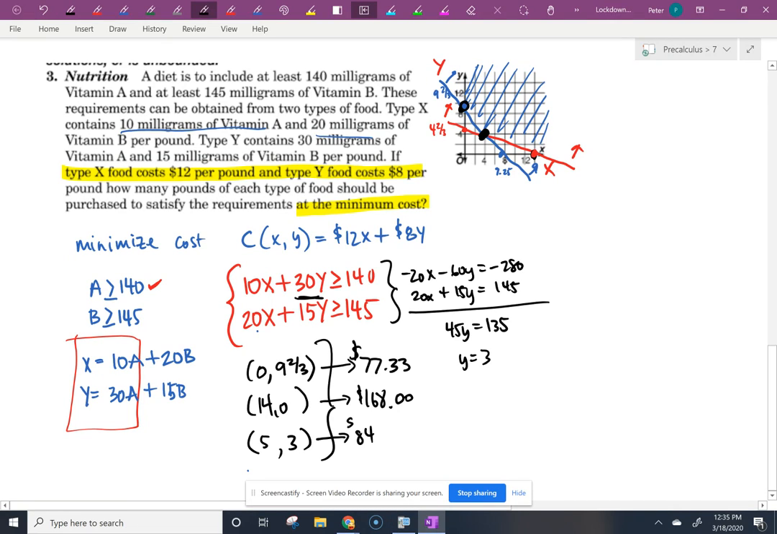So to me, it looks like minimizing cost would be to buy 9 2/3. Now, what am I talking about? Food. So this is probably per pound, so 9 2/3 pounds. I would buy 0 of product X and 9 2/3 of product Y. That would get me over the amounts for each thing, and at the same time would give me the lowest cost. Hope that helps.